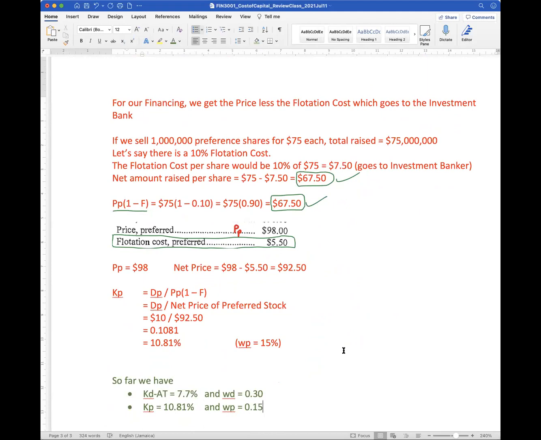Remember, for each type of financing, we're going to need each of these. We need the cost, and we need the weight. So the last one that we need now is common stock. But before I move on to the common stock, I want to make sure we're comfortable with what was just done. So, questions?